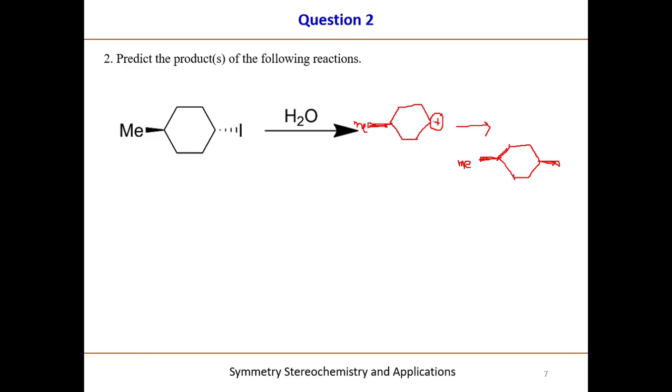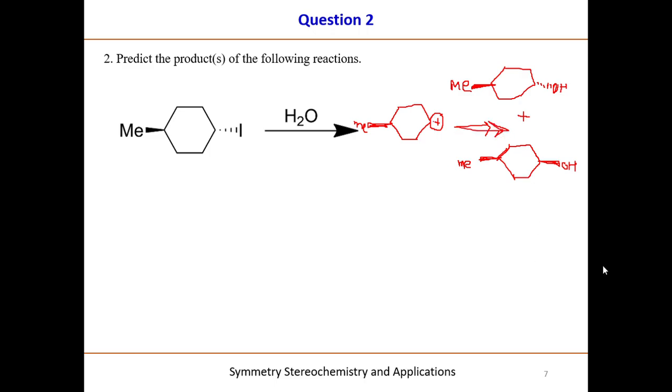So in one case, what we will get? Hydroxy group above the plane. And the second possibility is with the hydroxy group below the plane. Because a weak nucleophile is present, that's why it will follow the SN1 pathway. That means first bond breaking will take place, then bond making. Okay, these two are the products for this reaction.